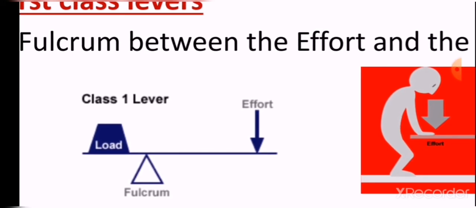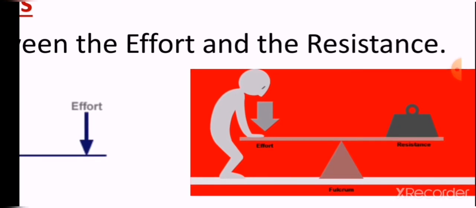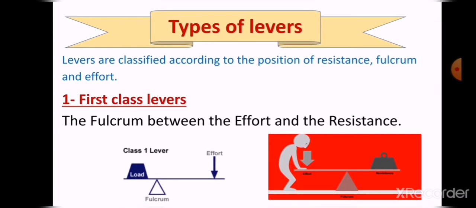So this lever has what? It has the fulcrum between what? Between effort and resistance, between effort force and resistance force. So the fulcrum is between effort force and resistance force, and these levers are called first class lever. Why? Because the fulcrum lies between the resistance force and the effort force.